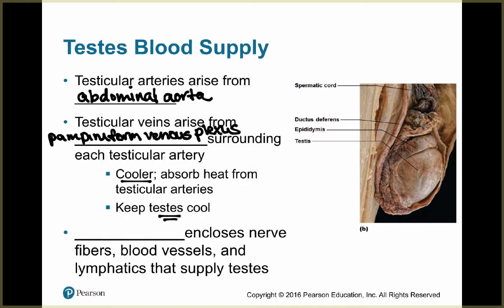And so when we're talking about where these are located, you can see it within the spermatic cord. So that is here, and you can see that it comes down, and this is what encloses the nerve fiber, the blood vessels, and the lymphatics that actually supply this guy.